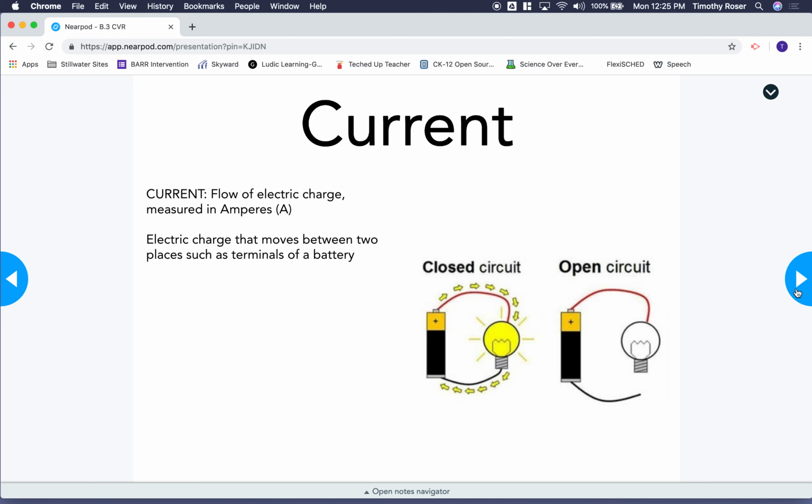Now, electric charge that moves between two places, such as terminals of a battery, is current. So you can see here, when we have a closed circuit, then a light lights up, you can actually see from these yellow arrows that electrons are moving, aka that there is current flowing.